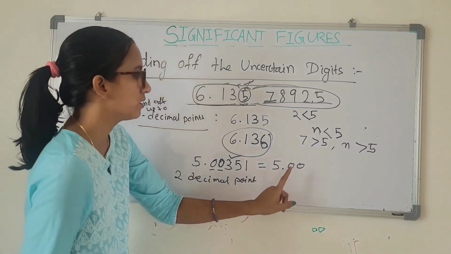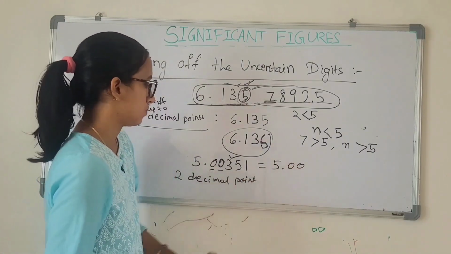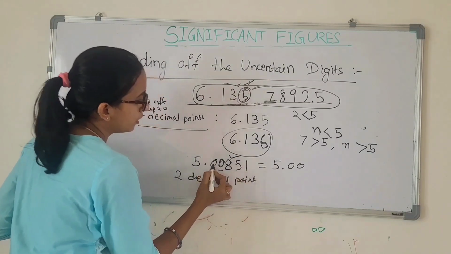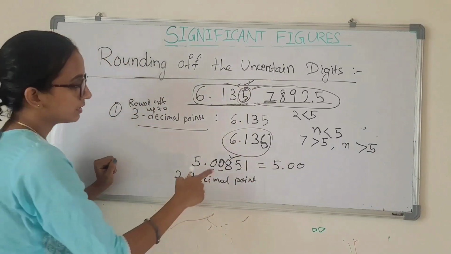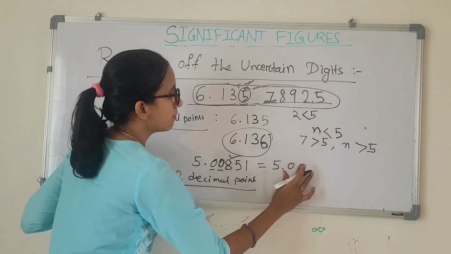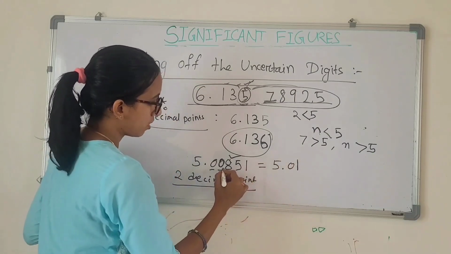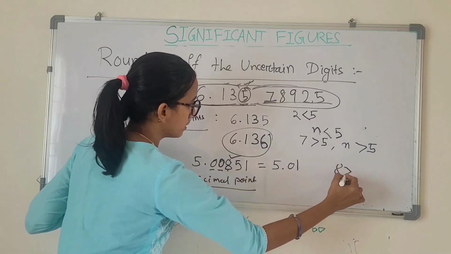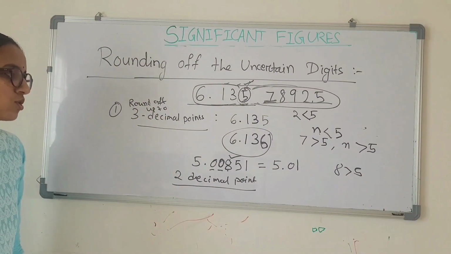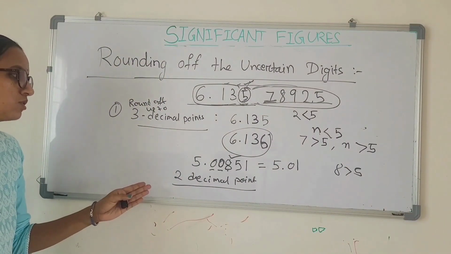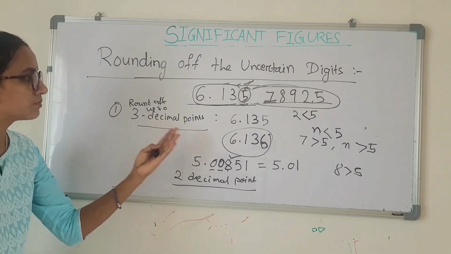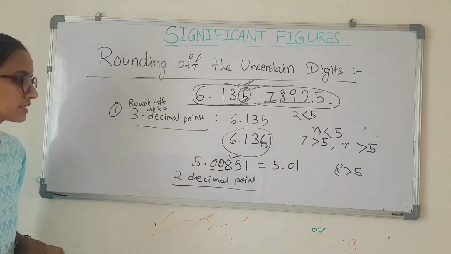So the answer will be 5.00. But if it were 5.00851, then in that case, while rounding up to 2 decimal points, you have to write 1 because 8 is greater than 5. Got it? So, considering this rule, you can round the decimal digits up to which the question is asking.